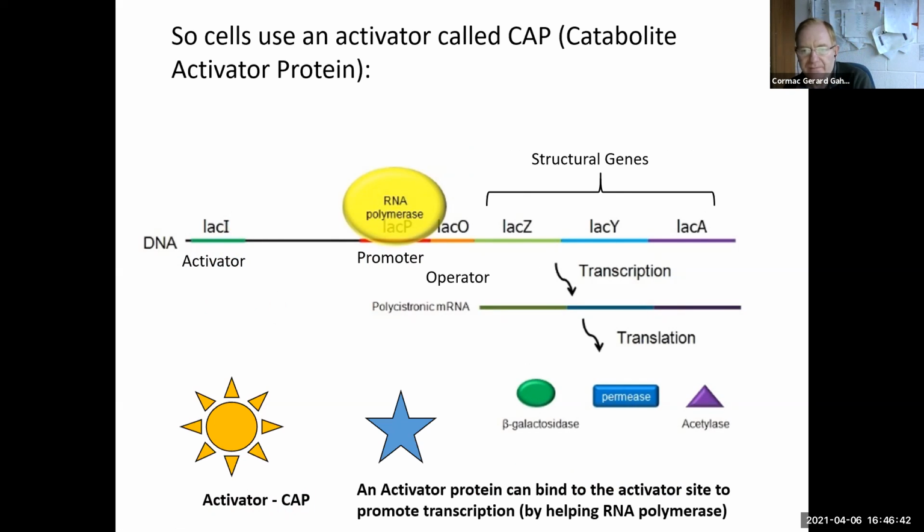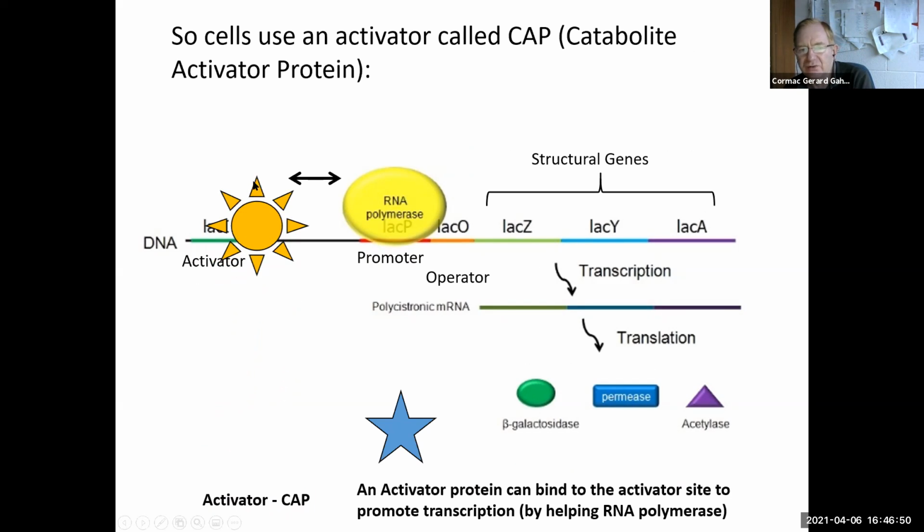So in this scenario, when cyclic AMP is high, the activator is high, and you get this interaction between the activator and the RNA polymerase, which activates the expression of these genes. Okay, and it's actually better in the next slide.